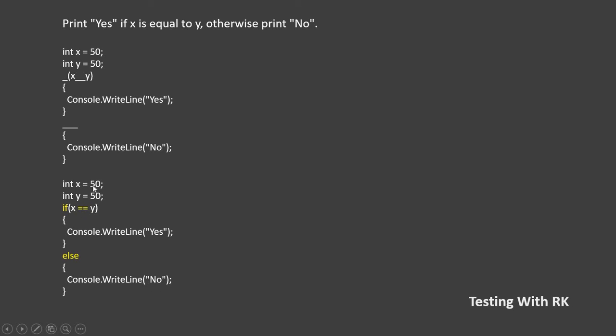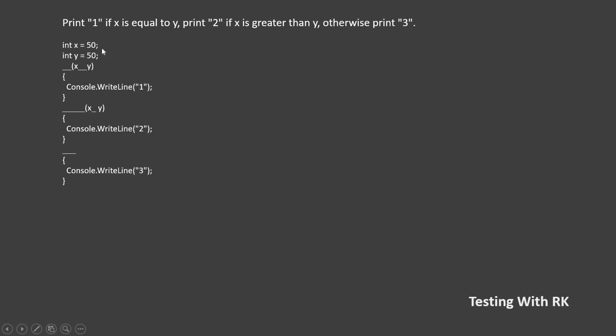So currently x holds 50, y holds 50, they will match, this condition will be true and it will print yes. Next: print 1 if x is equal to y, print 2 if x is greater than y, otherwise 3. So x has the value 50, y has the value 50. I want you to write if else if statements where if x is equal to y, print 1, if x is greater than y, print 2, otherwise 3 in any other condition. Pause the video, write down your answer, and when you're ready, play it again.